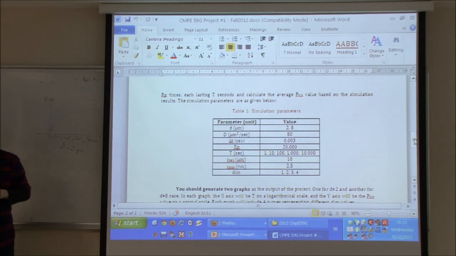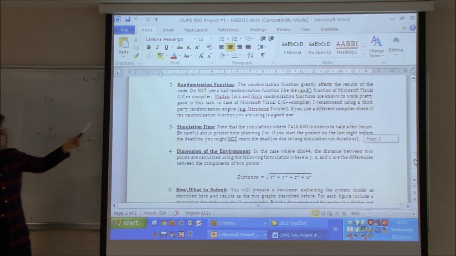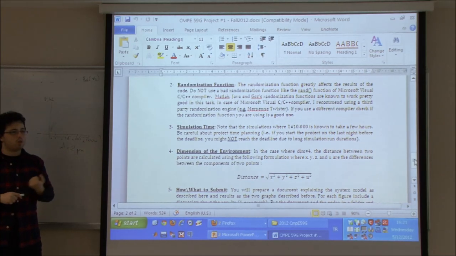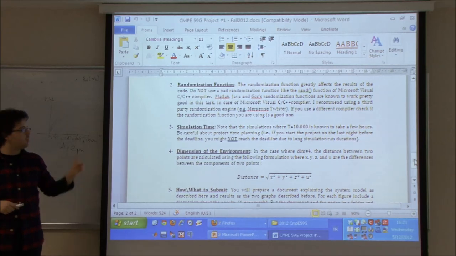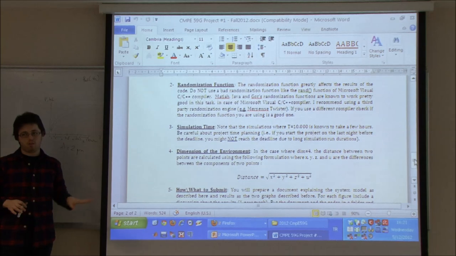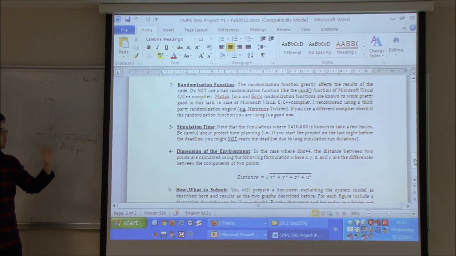Can you go to the last page a little bit down. Let me say something about this because this is crucial. If you want to code it in Microsoft Visual Studio, the rand function in C is a very bad randomizer. Don't use it. I have used it and the results are not very good. But GCC's randomizer, MATLAB's, Java's, they're all very good randomizers for our project.